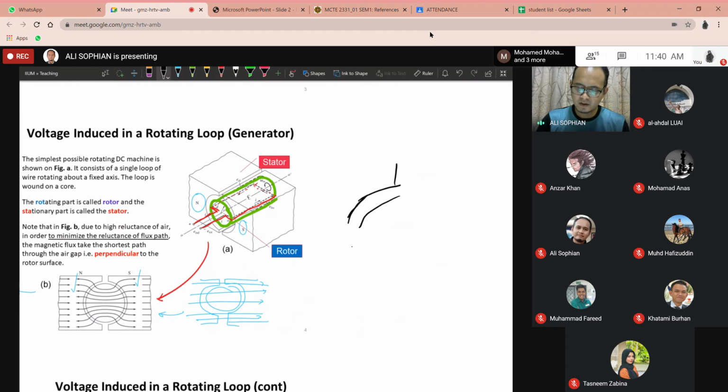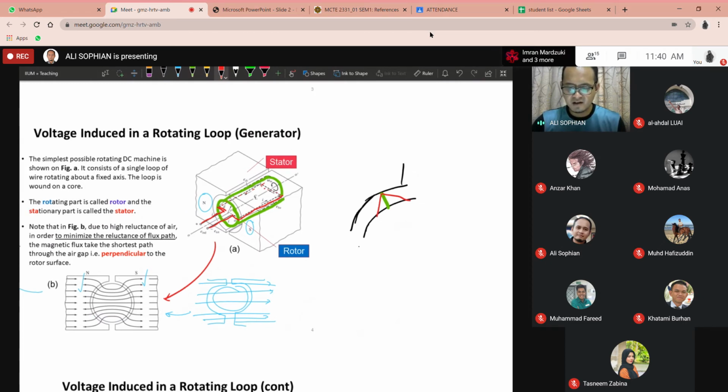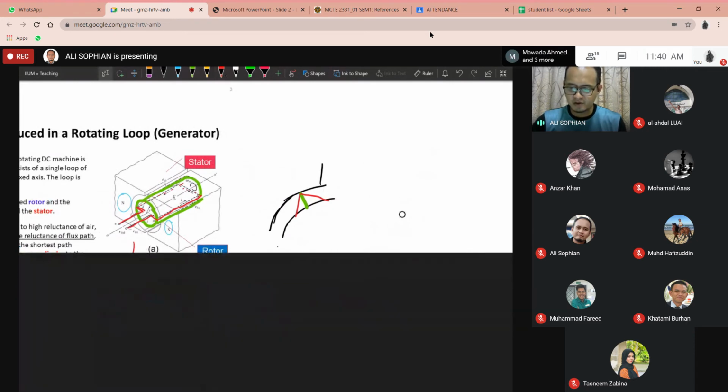Let's just draw it like this. Okay. So if the flux has to go through the gap, it will go through the shortest distance. Yeah, the shortest distance. So it's not going to go like this, for example, or like this. But it's going through the shortest distance, connecting the two parts, the magnetic pole and the core.